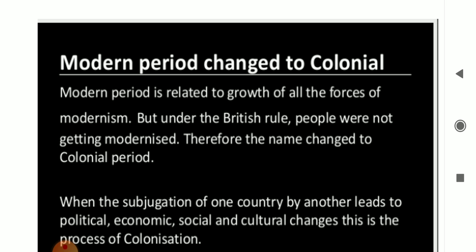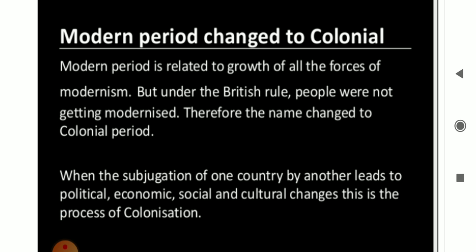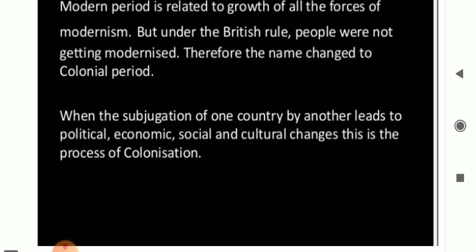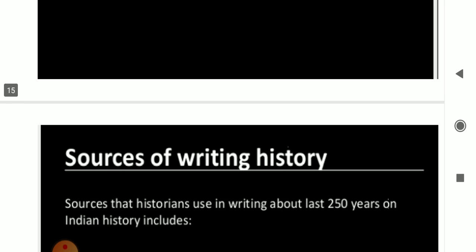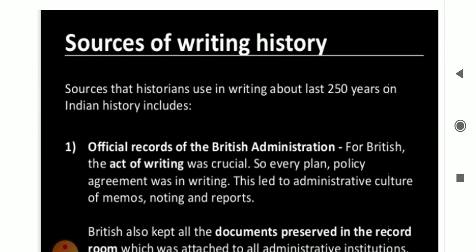Therefore, the name modern is changed into colonial period. When the subjugation of one country by another leads to political, economic, social and cultural changes, this is the process of colonization. And again, let us move to the next slide.